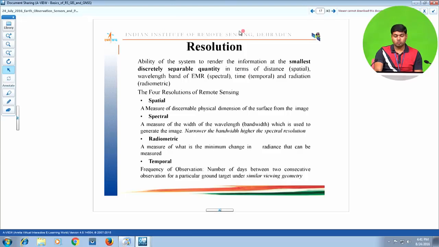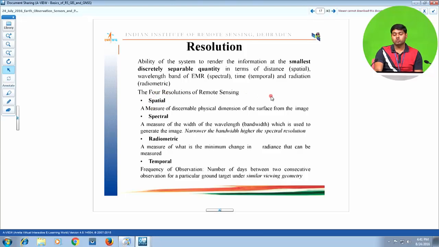Now, resolution is what? Whenever you zoom into a digital image, it gets pixelated, and the smallest unit of that digital image is called a pixel. Pixel is the short form of picture element. So that pixel size will tell you about the spatial information.